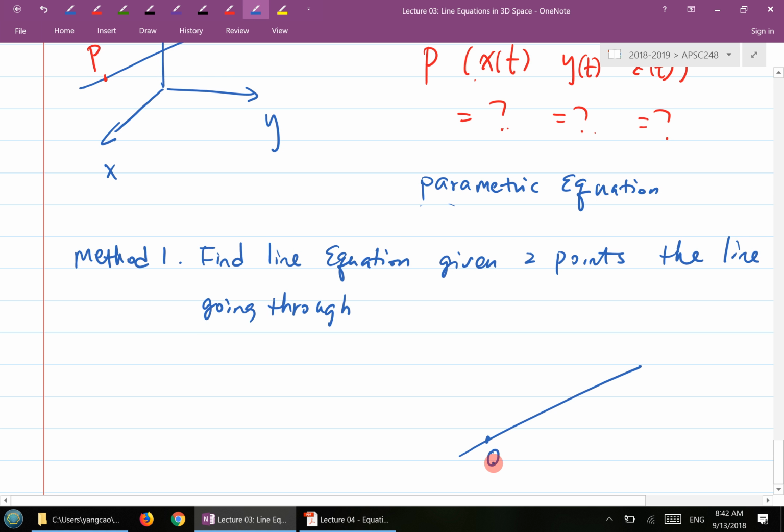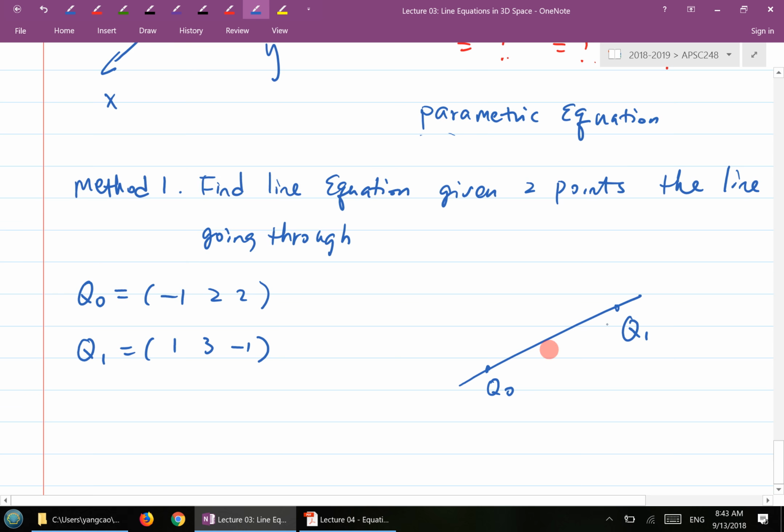So here's the illustration. So here's Q0. Here's Q1. That's the 2 points. The line goes through it here. I'll use a little more specific numbers for illustration. Let's say, for example, Q0 has coordinates -1, 2, 2, and Q1 has coordinates 1, 3, -1. Okay. They're not vectors, okay? They're coordinates. So I have the coordinates of the 2 points. And I wanted to derive the line equation passing through these 2 points.